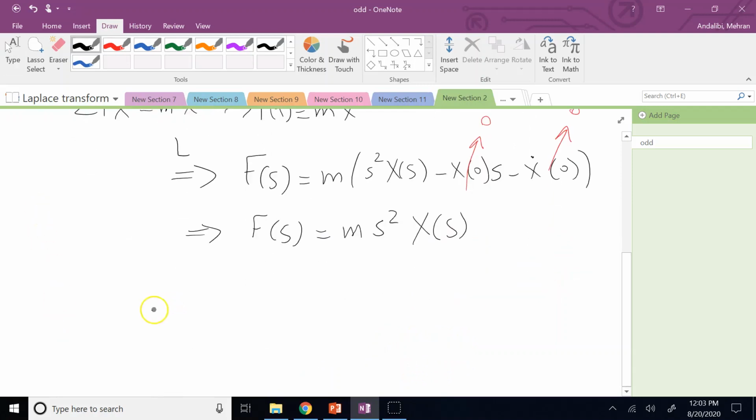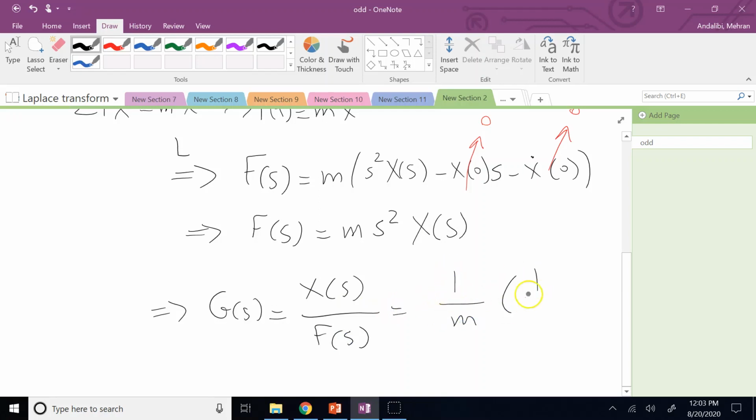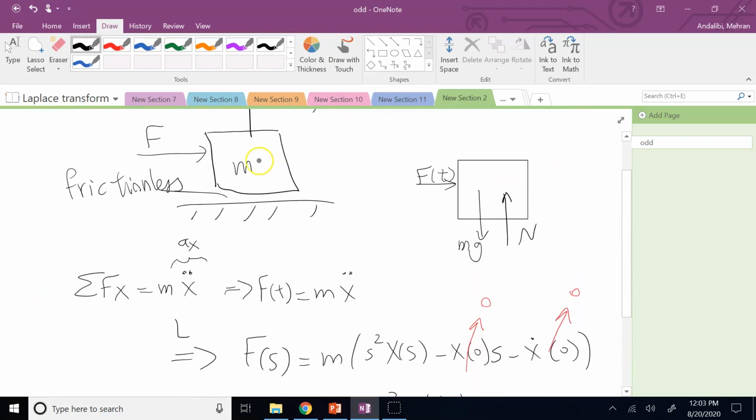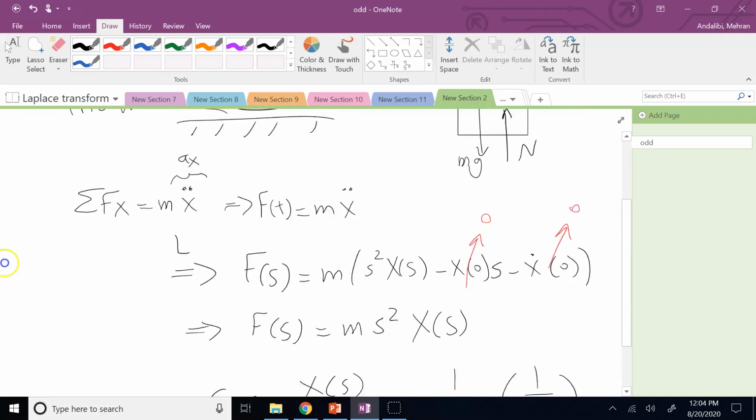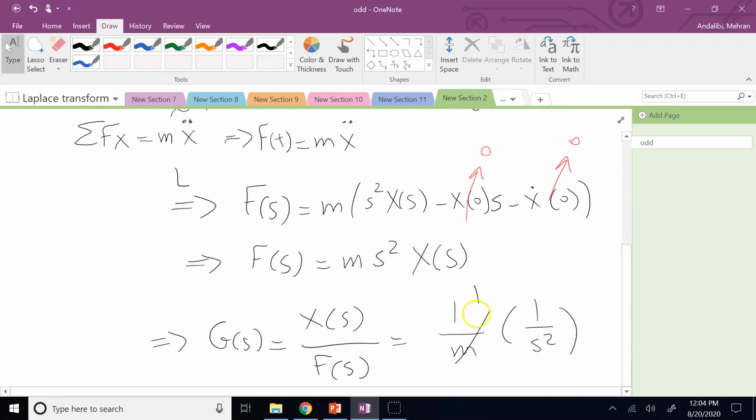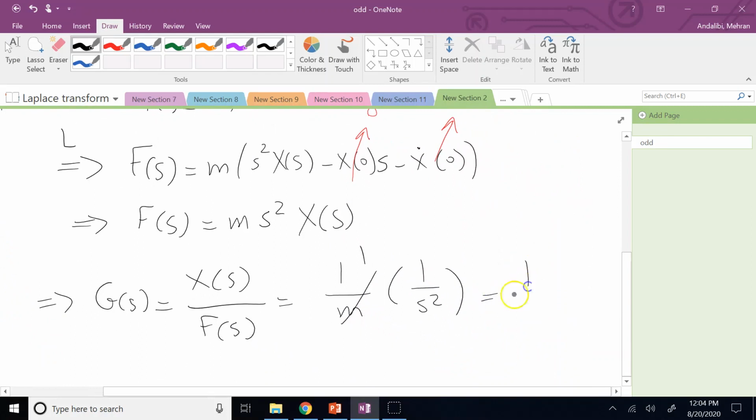And now if you find the transfer function of the output of the system, which is position of the part, over input of the system, which is the force, it is going to be 1 over m times 1 over s squared. Right? And let's say if m is 1, let's make life easy and say m is 1 kilogram, then this guy is 1, so you will get what? 1 over s squared, right?